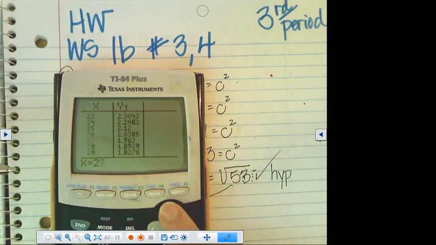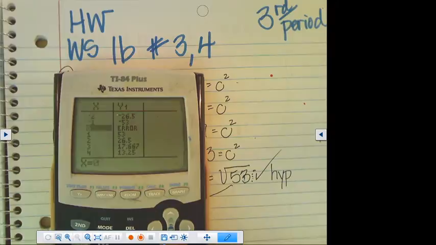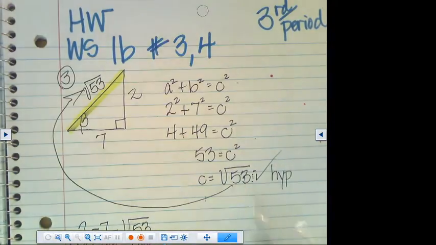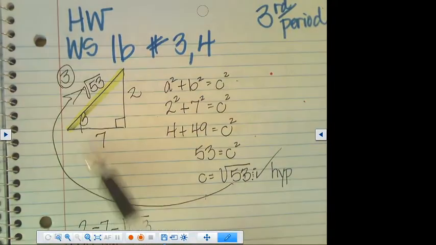Do you guys see all those decimals under my y value? I don't see one single whole number. I see nothing but decimals. So that tells you that that number is prime. Okay? All right, so we cannot simplify that radical. Square root of 53 is the length of our hypotenuse.